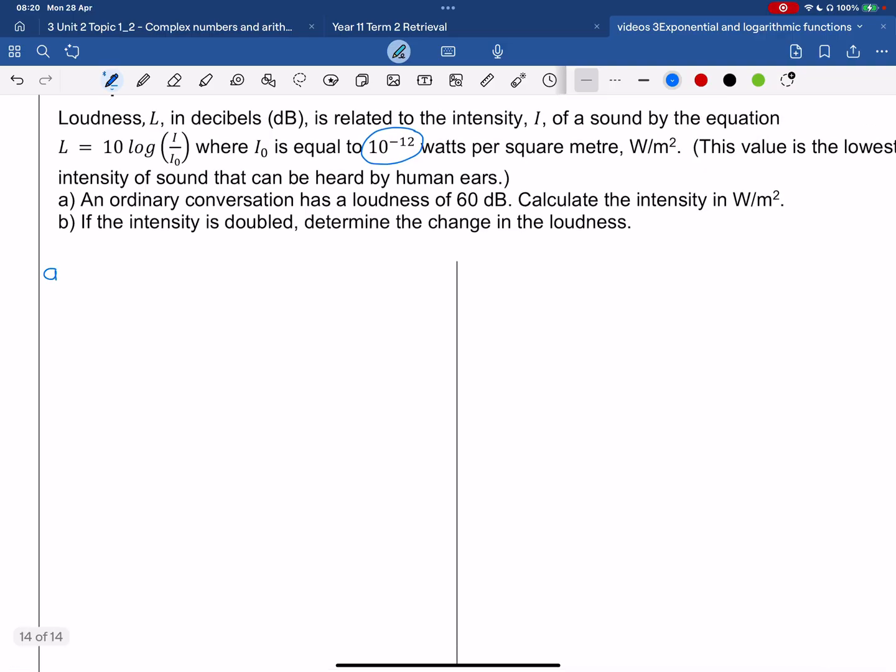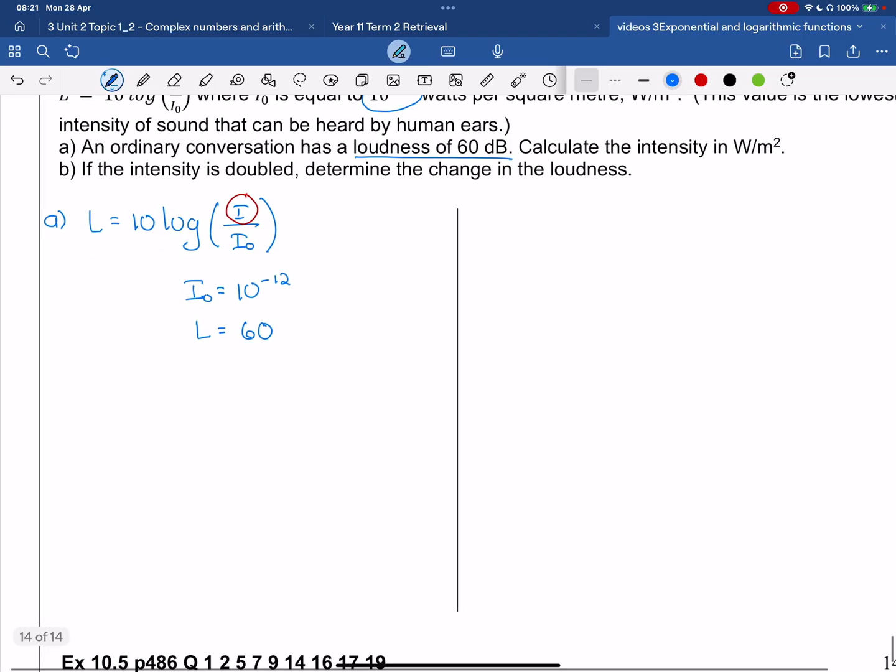All right, so let's look at A. They've given us that the loudness is 10 log I over I0, and they've also given me that I0 is 10 to the negative 12, and they have told me that the loudness, so L, is 60 decibels. That means that the only thing I don't know there is my I value. So I can say, therefore, 60 is equal to 10 log of I over 10 to the negative 12. And I can divide both sides by 10.